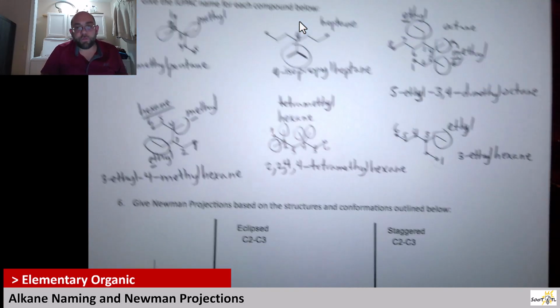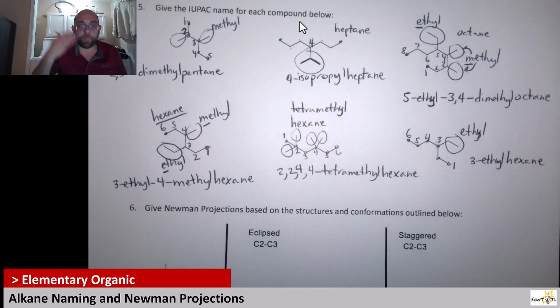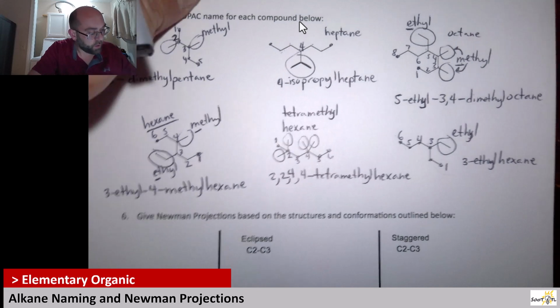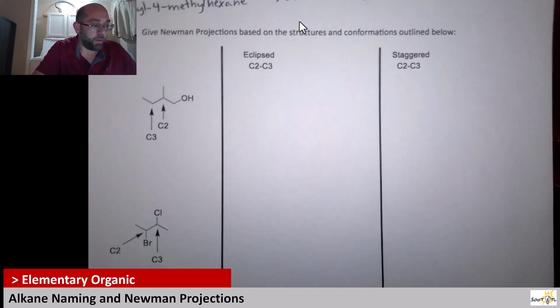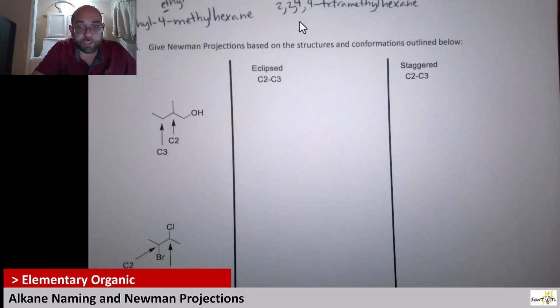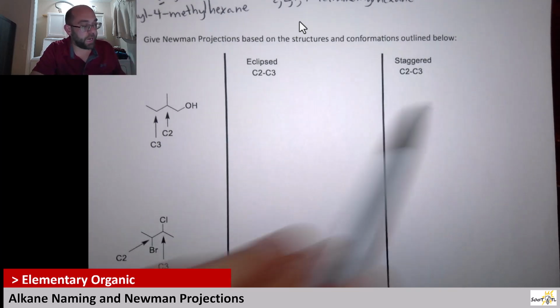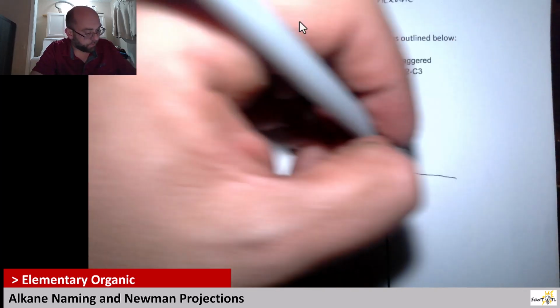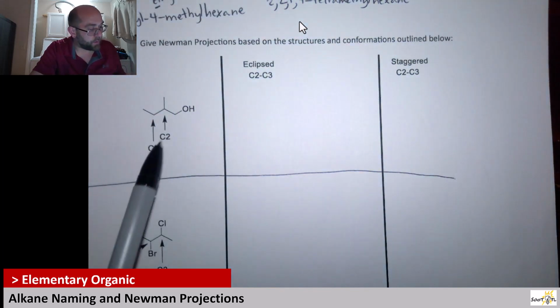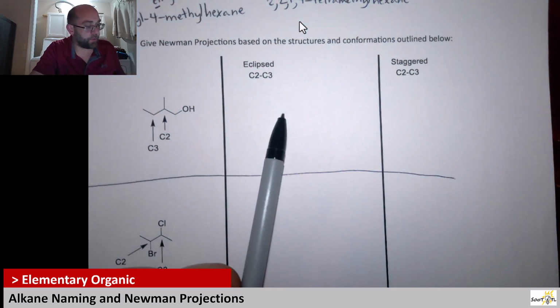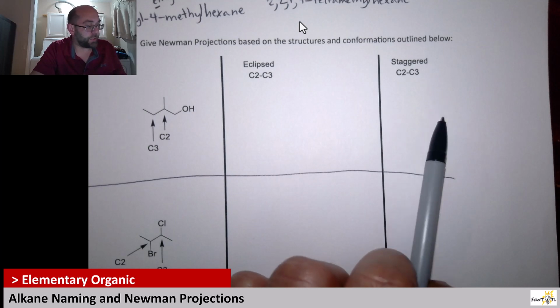Alright, so hopefully that does a good enough job preparing you for really getting into naming these structures. Next, it wants us to give Newman projections for each of these structures, an eclipsed one and a staggered one for each. So these are kind of separated. It wants an eclipsed one looking down the C2, C3, and a staggered one looking down the C2, C3.